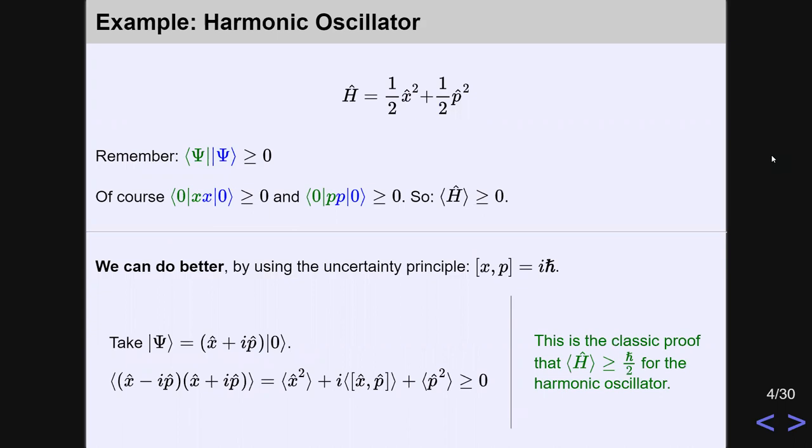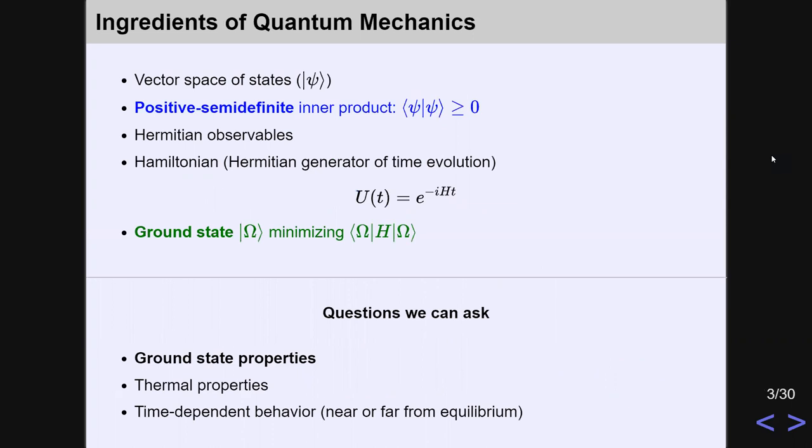So, for the example of a quantum system that we're all familiar with, we have the harmonic oscillator. The Hilbert space here is just wave functions on the real line. And we have this Hamiltonian, which looks like a sum of position squared and momentum squared. Well, what can we say about this? The main axiom that I want to emphasize is this one in blue at the top, that the inner product is positive semi-definite. It's the only axiom that's an inequality.